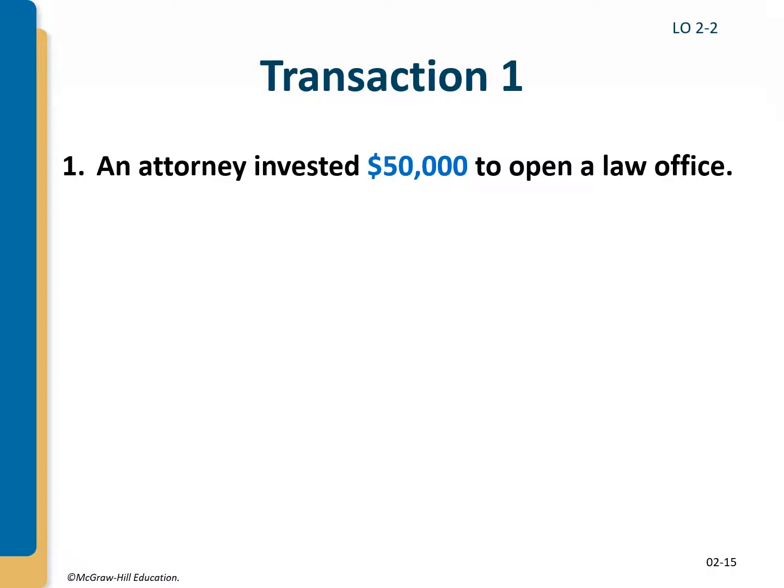So let's take a look at our first transaction here. An attorney invested $50,000 to open a law office. Okay, so usually you will have a chart of accounts in front of you, a list of all the different assets, liabilities, and parts of equity. We just don't have that in front of us. But from my experience, I know an attorney invested $50,000 to open a law office. So I know they gave cash of $50,000. And if this is a corporation, that means they received common stock. So the cash in the company increases. Cash is an asset. I should debit cash.